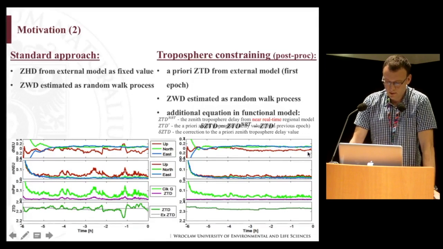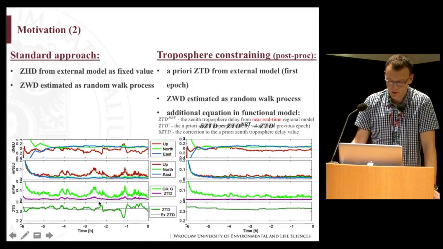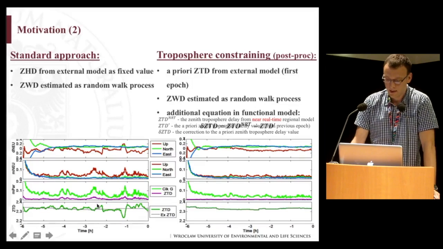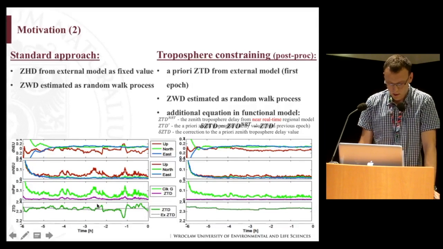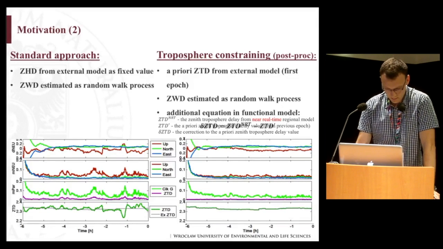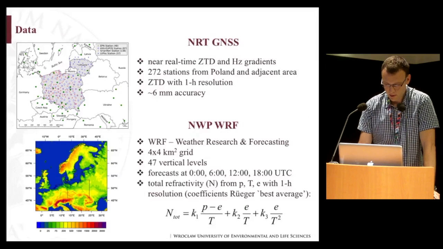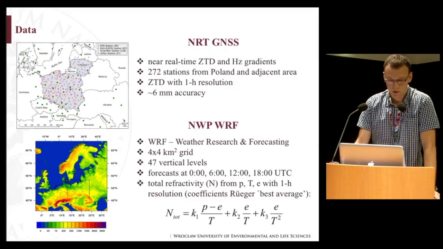So again, this approach is not suitable for real-time applications because significant changes in the troposphere delay can be observed during severe weather events. So a step towards real-time can be made using numerical weather prediction models. Forecasts are available in real time and are in good agreement with current meteorological data.